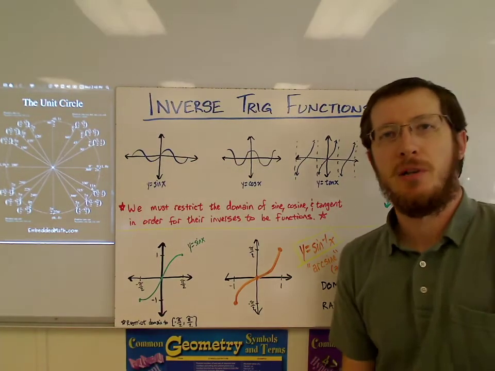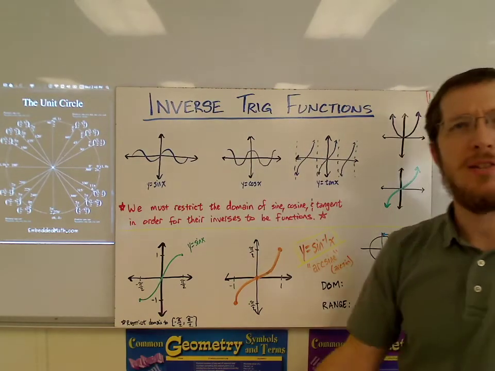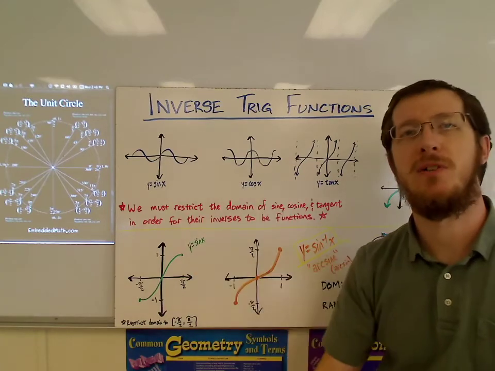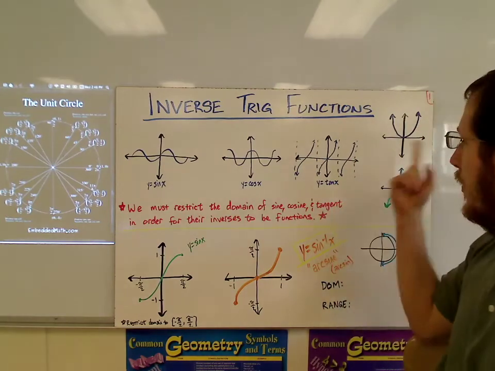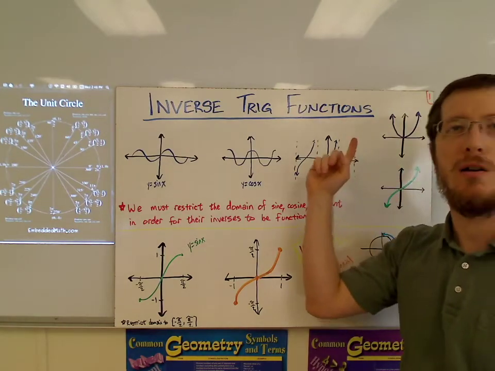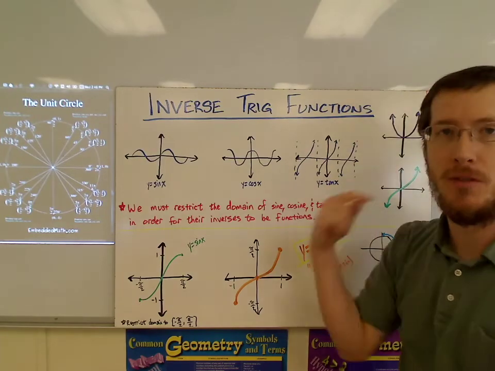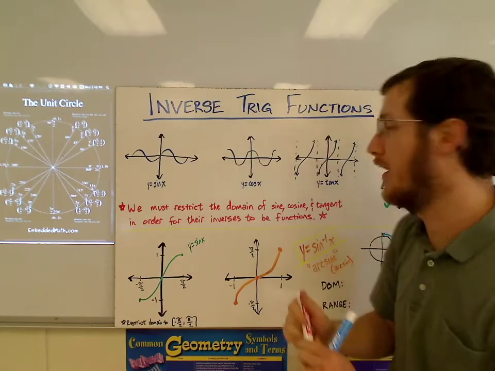Okay, in this lesson we're going to be talking about our inverse trig functions. So let's start off by remembering what an inverse function is in the first place. Graphically, an inverse function only exists when our original function is 1-to-1. So when we can do both the horizontal line test and the vertical line test.